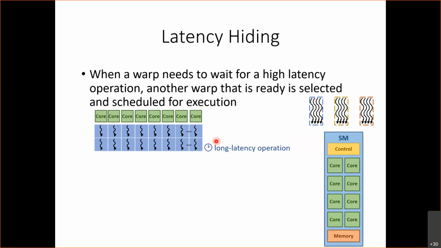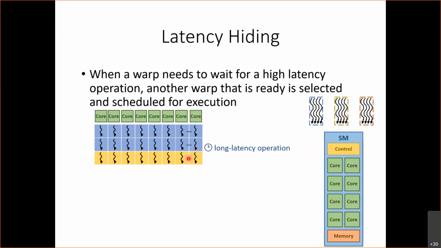So in this case, when my warp encounters a long latency operation like a complex arithmetic operation or a memory access, I don't want it to sit there and wait inside of my pipeline until this operation finishes. So once this warp reaches a point where it doesn't have a next instruction to execute, I'm going to remove it from the cores, and I'm going to bring in some other warp that's ready to execute. So I take out this warp, and I bring in this warp.